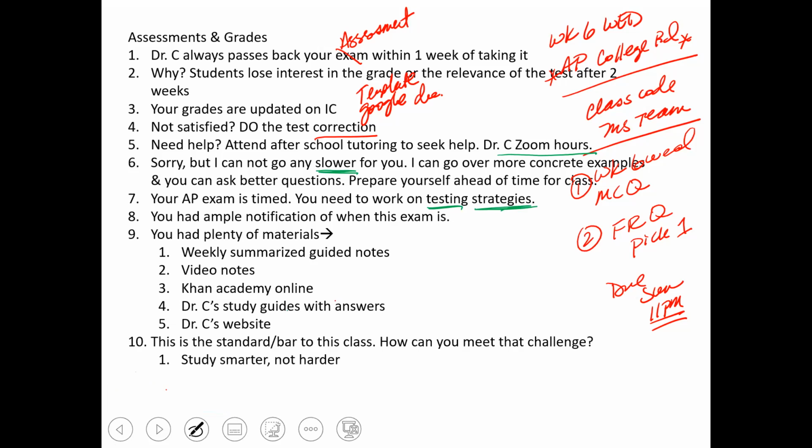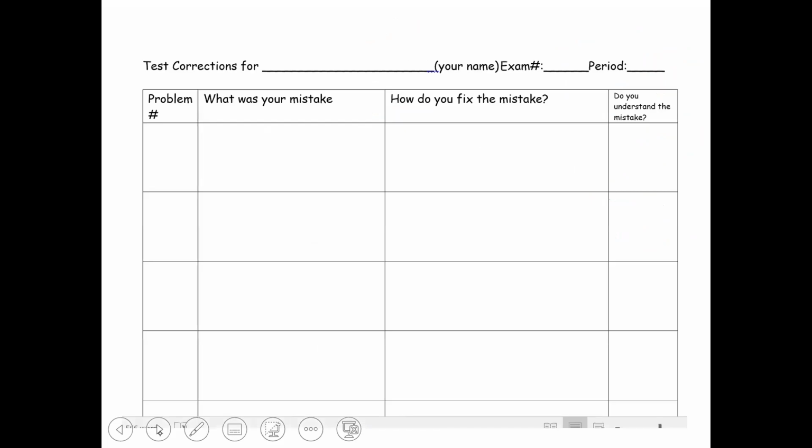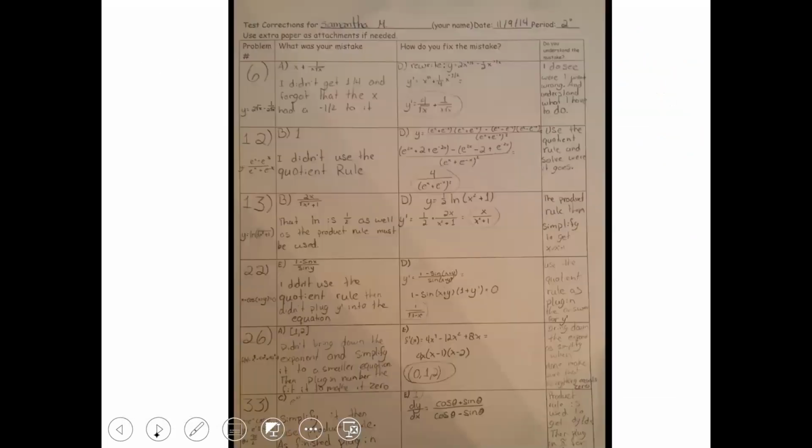My philosophy in life is there's only 24 hours a day. We have to learn how to study smarter, not necessarily harder, because you can't really surpass the 24 hours. If you need to do the test correction, here is a template, and here's an example of how somebody else did this.